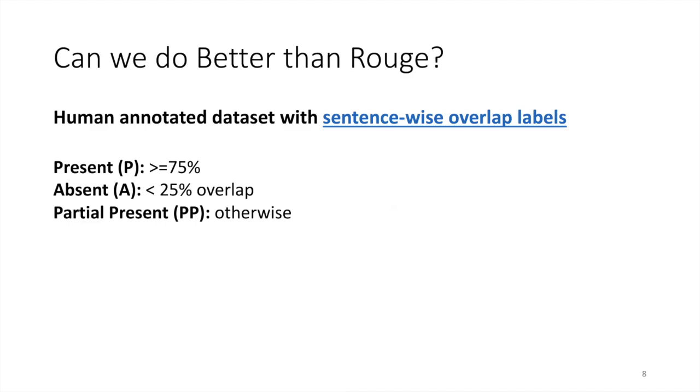More specifically, annotators were provided with the following instructions. If the human feels there is more than 75% overlap between each system-generated sentence and any reference summary sentence, assign the label P, else if a human feels there is less than 25% overlap, assign label A, otherwise assign the label partially present.